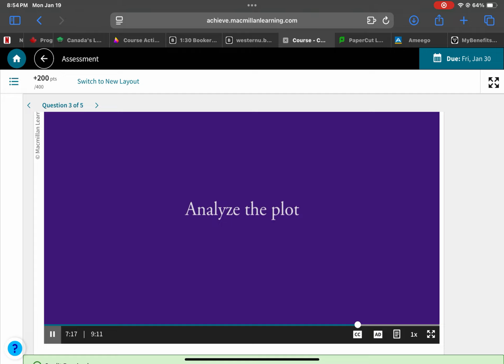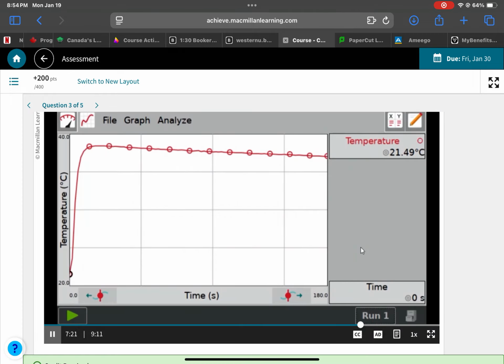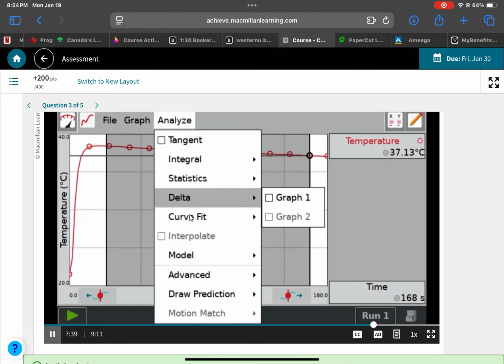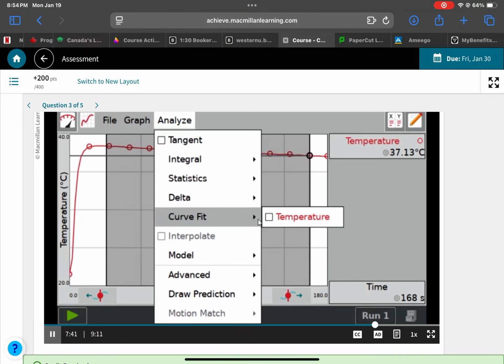Analyze the plot. From the graph, it is easy to see that the initial data points are not reliable. These points should not be used in the calculation of the final temperature. Touch the screen and drag to highlight the area of the line that does not include the initial data points. Tap on Analyze, tap on Curve Fit, and check the box beside Temperature.